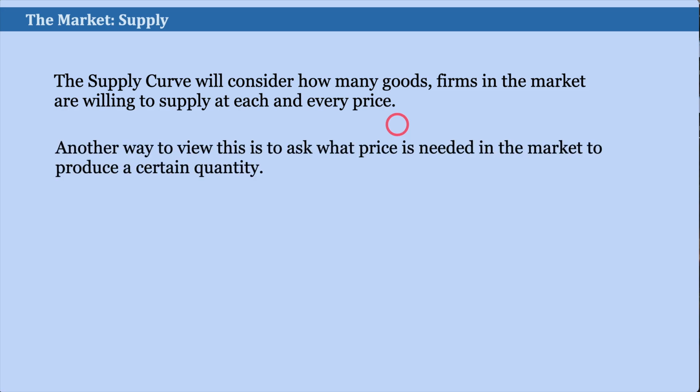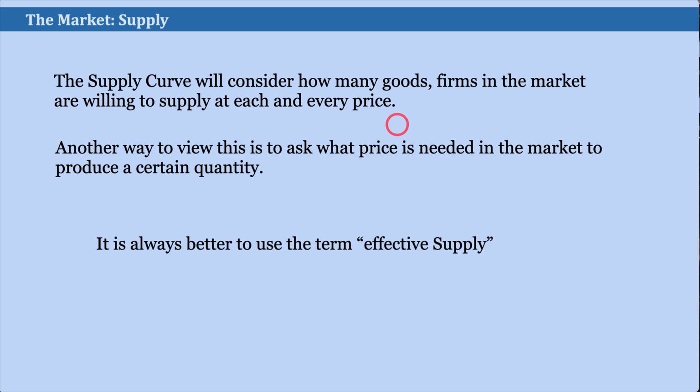Another way to view this, and it's really quite important to do this because the supply curve causes quite a few problems for people, is to ask what price is needed in the market to produce a certain quantity. In other words, not how much supply there will be at every price, but also do it the other way around. What price do I need as a firm? How much are you going to give me to produce and supply a certain quantity of goods?